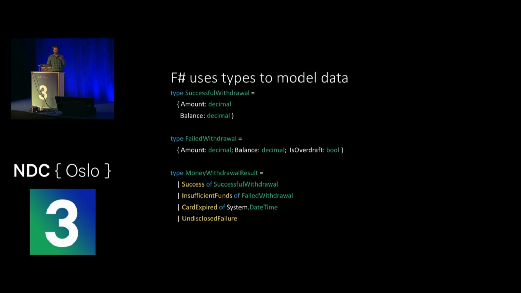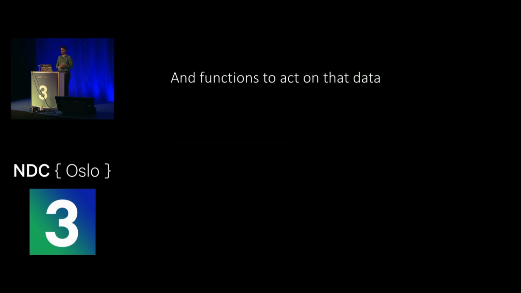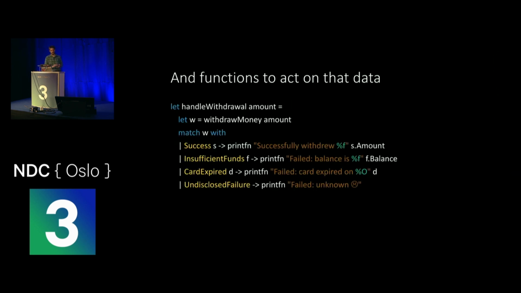And so this is the first key element of F# programming. The second one is just some functions that act on the data, right? So in this case, if I want to handle a withdrawal, I want to say, okay, I want to withdraw this amount of money, do the withdrawal.